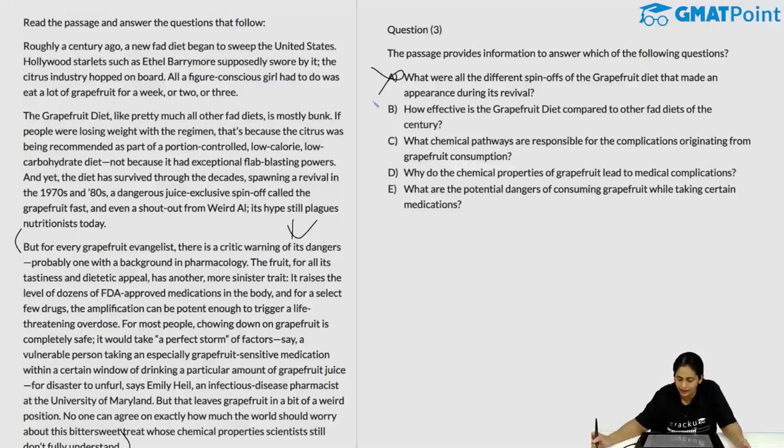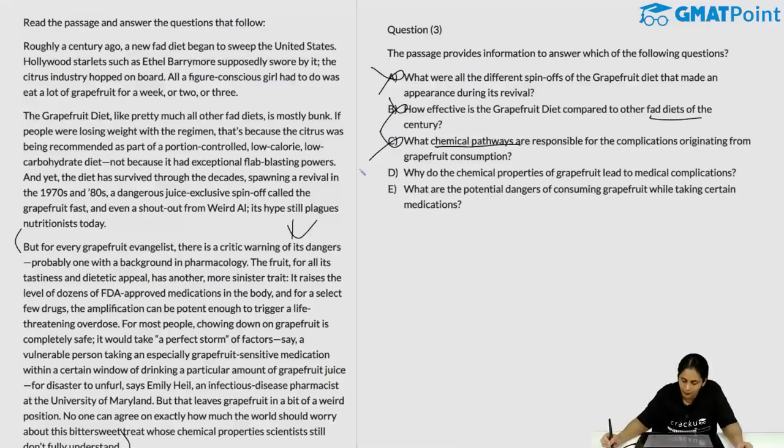How effective is the grapefruit diet compared to other fad diets of the century? We know that it is ineffective, but compared to other fad diets, we don't know. The other fad diets are not mentioned at all. So B is also incorrect. What chemical pathways are responsible for the complications originating from grapefruit consumption? The chemical pathways are not mentioned. We do not have any scientific discussion about the chemical pathways. So C is also incorrect.